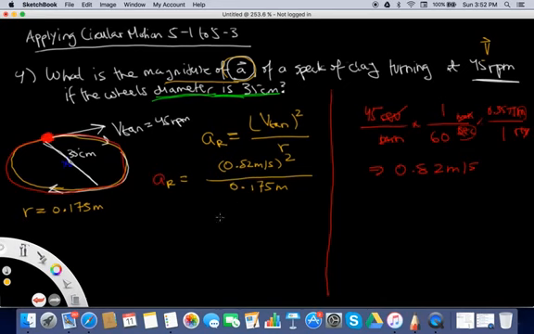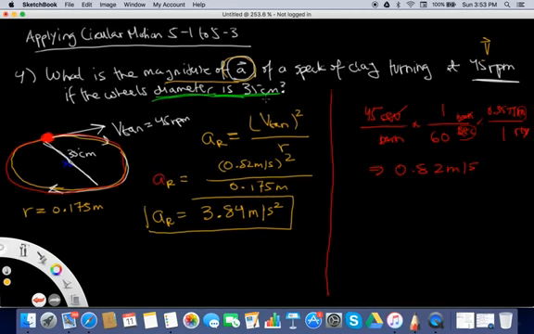Okay, so we do 0.82 squared, which is 0.6724, and you divide it by 0.175, your radius, and you get your centripetal acceleration to equal 3.84 meters per second squared. All right, so this would be our centripetal acceleration.